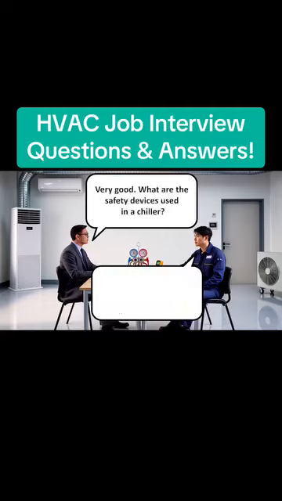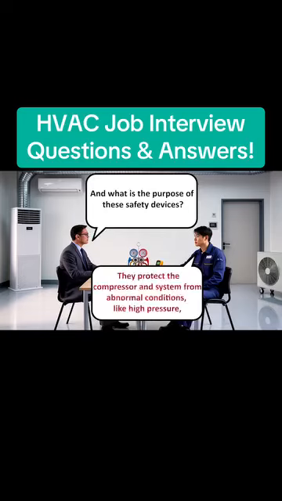Very good. What are the safety devices used in a chiller? There are HP and LP switches, oil pressure sensors, antifreeze protection, and temperature sensors. And what is the purpose of these safety devices? They protect the compressor and system from abnormal conditions, like high pressure, low oil, or sensor failure.